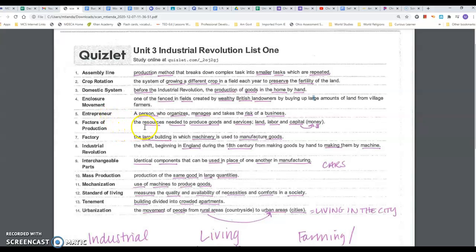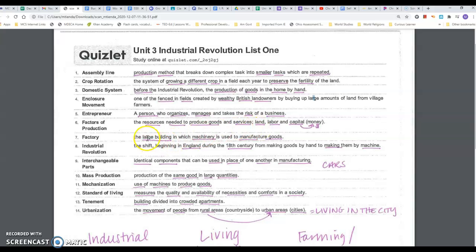The factors of production are getting to the basics of the Industrial Revolution. It's what you need to produce goods. So land, labor, and capital. So land is literally the land to either farm or build the factories on. Labor are the workers, and capital is the money or investment that you need to be able to start those factories or those companies.